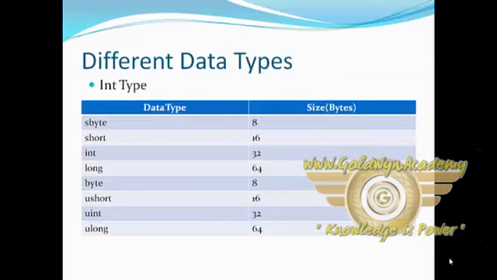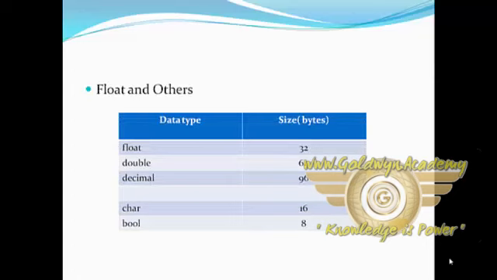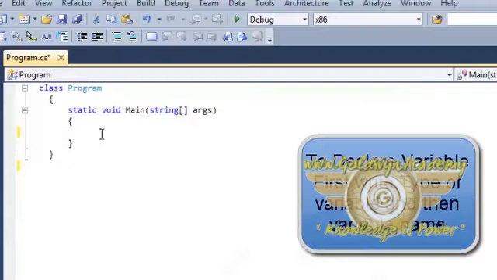Different data types are there for storing various values. This table shows different data types. For example, integer, float, double, decimal, character, and bool. So we can utilize these data types for our program. Now onwards, we will see our program.